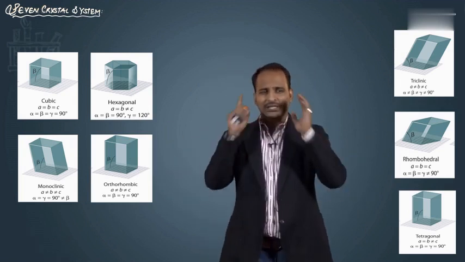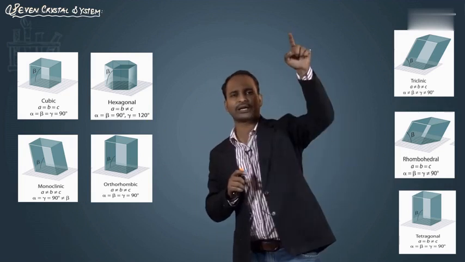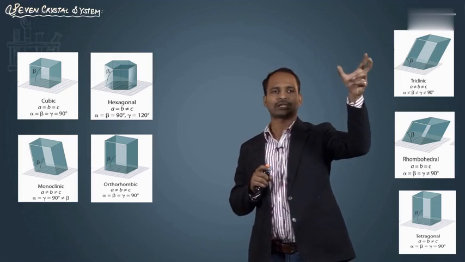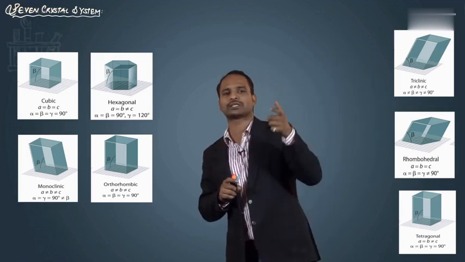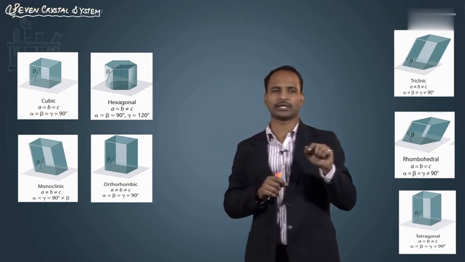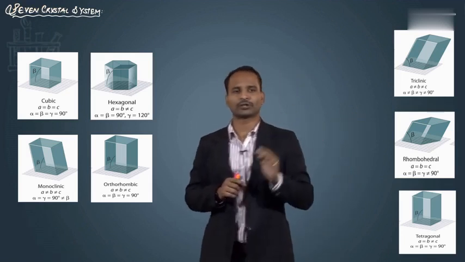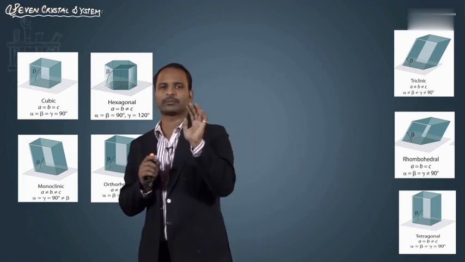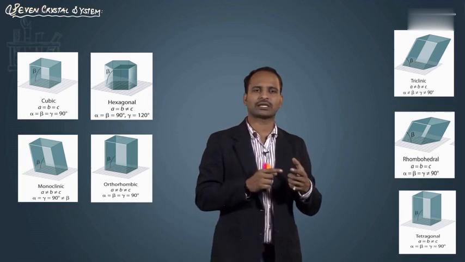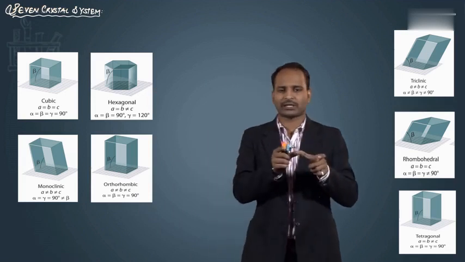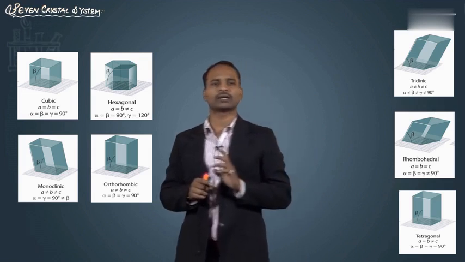For tetragonal, just think about a pillar, where the height is very high, but the length and the width are the same. That is A equal to B not equal to C, but all the angles are 90 degree. For the orthorhombic, simply keep in mind a matchbox, where the length is high, the width is smaller, and the height is very small. So all sides are unequal, but all angles are 90.